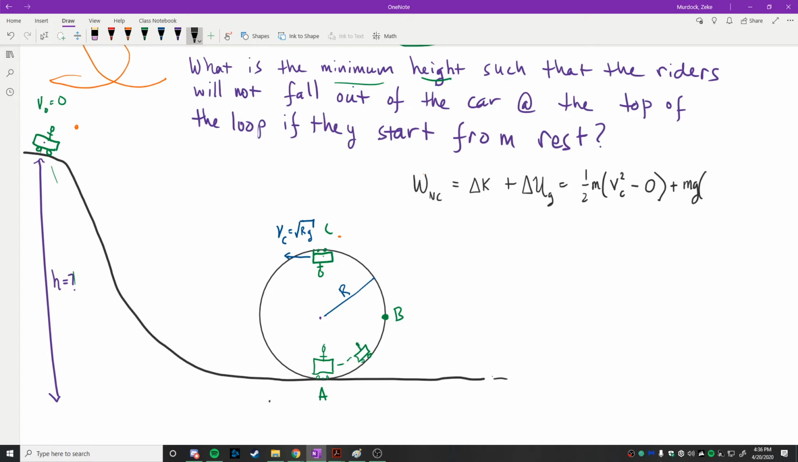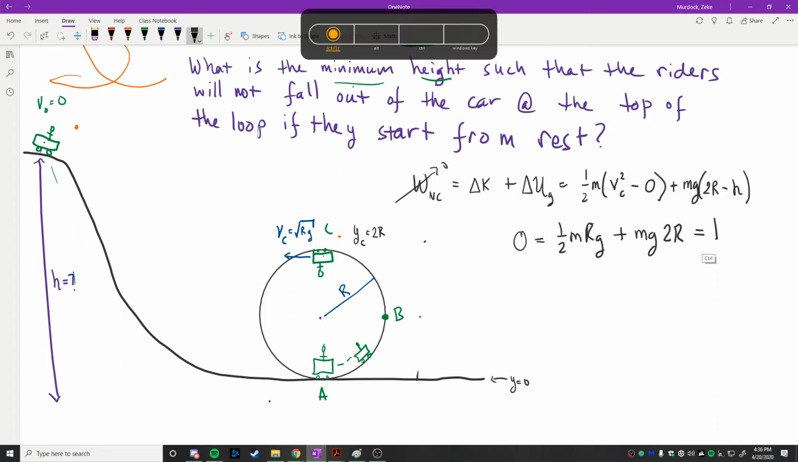Now, I'm basically going to say that we call this point down here y equal to 0. Then y sub c would be equal to 2r, because it's r from here up to here, and then another r to here. And h is what we're solving for. So y final would be 2r minus y initial, which is this thing h that we're solving for. And then if you solve this, the left-hand side is going to be 0, no non-conservative forces. So we end up getting 0 equals 1/2 mass vc squared, and then plus mg times 2r minus h equals 0.